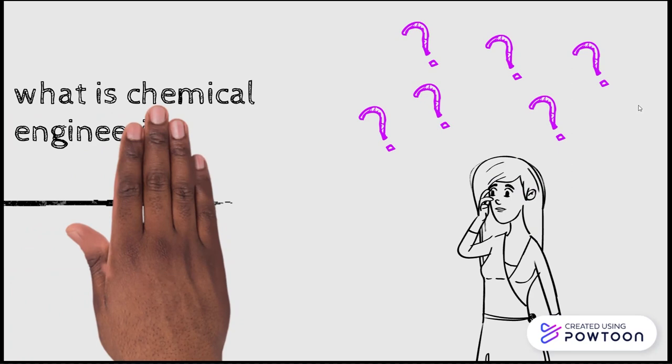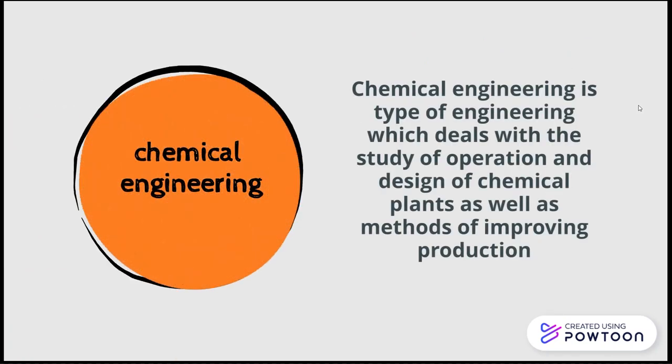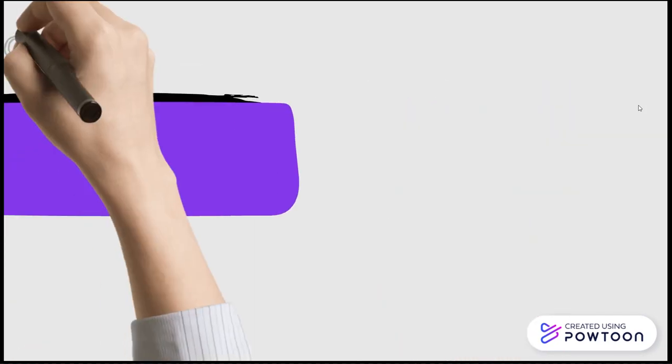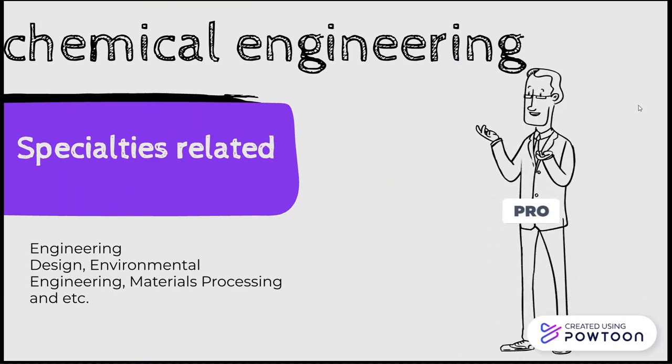But first, what is chemical engineering? Chemical engineering is an engineering course that deals with the study of operation and design of chemical plants as well as methods of improving production. It has specialties related to it, like engineering design, environmental engineering, materials processing, and etc.